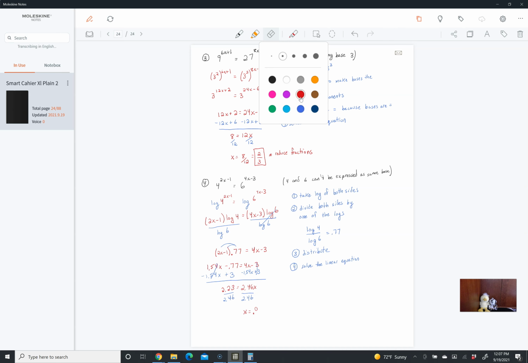This is your answer. It is a decimal answer. You cannot express your answer with logs. Not in my class. I want to know that you are able to get an actual answer. So in my class, you can't have an expression with logs and say that's your final answer. Okay? Let's do one more.